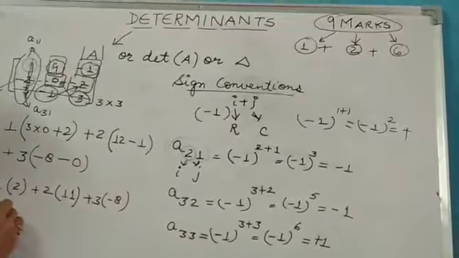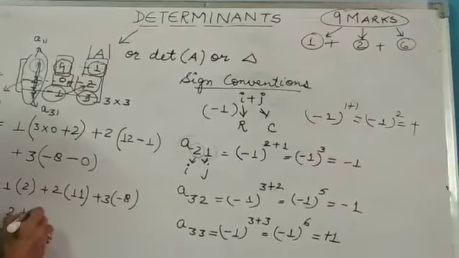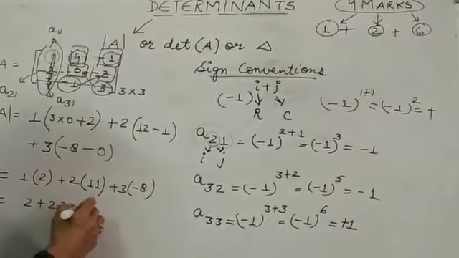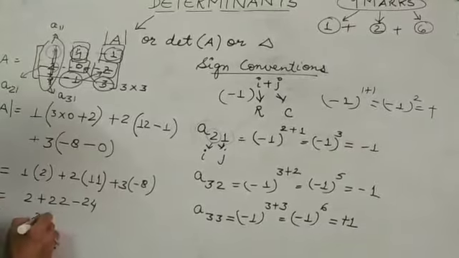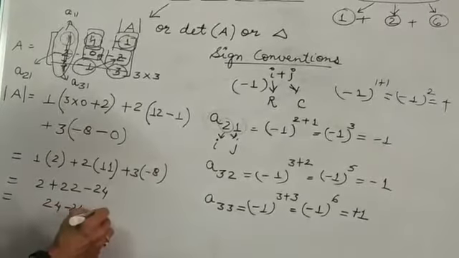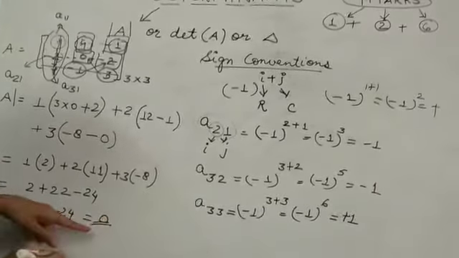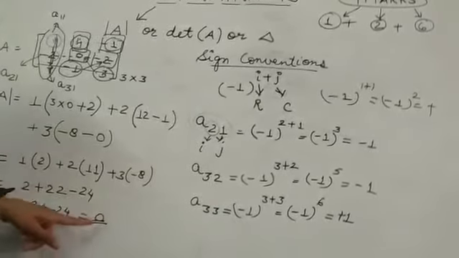So this is 1 into 2 is 2, plus 11 into 2 is 22, minus 24. So I am getting here 24 minus 24, which is equal to 0. So 0 is the value of the determinant.